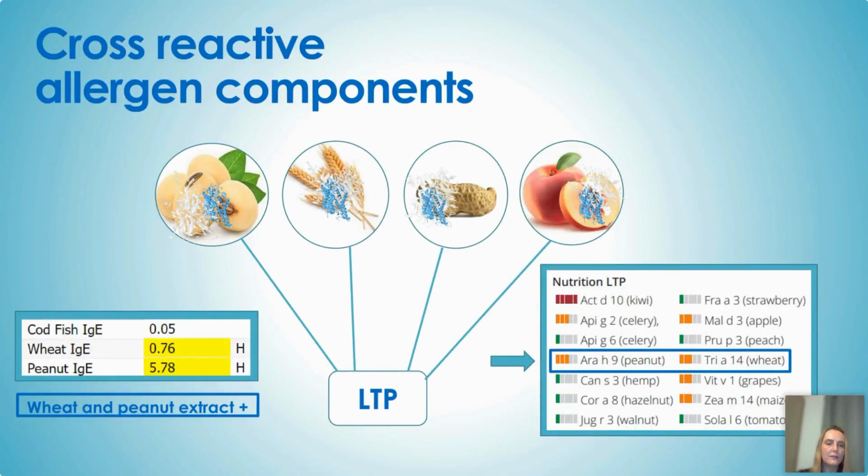Another cross-reactive component that we can look at is LTP. So here the wheat is positive and the peanut is positive on the extract. But if we look at the specific molecular components, the Ara h 9 is positive for the peanut, and for the wheat, the Tri a 14 is positive, which are LTPs. And there are also then different LTPs present in different fruits. For example, the apple here, the kiwi, celery, grapes, and maize are positive. And this patient can then be allergic to all these products, and this should be clinically excluded.